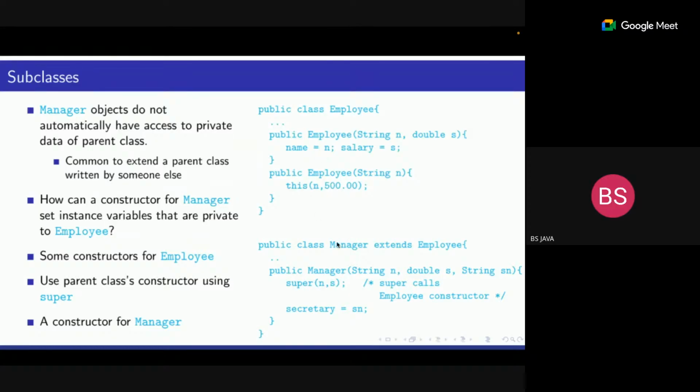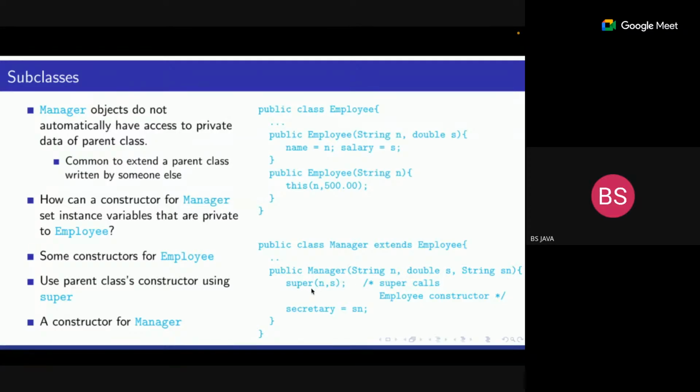Now comes our main part: how the subclass or child class will have access to the private instance variables of the parent class. How can we set the value? For that, we can use the super method. Using super calls the employee constructor. So here you see the manager constructor. It is a three argument constructor: name, a double for salary, and sn for secretary name.